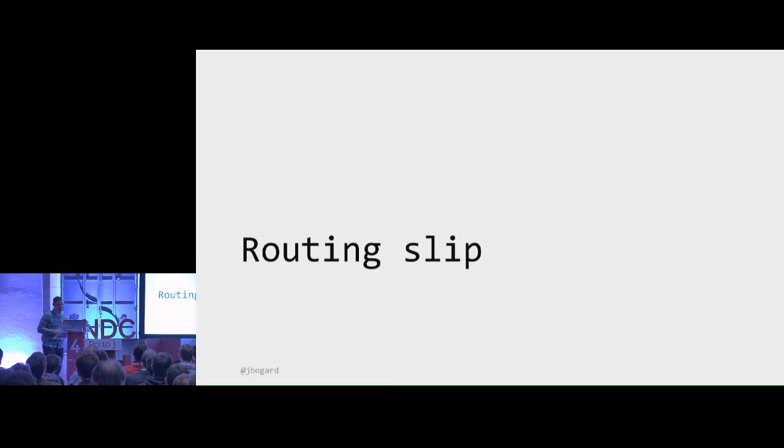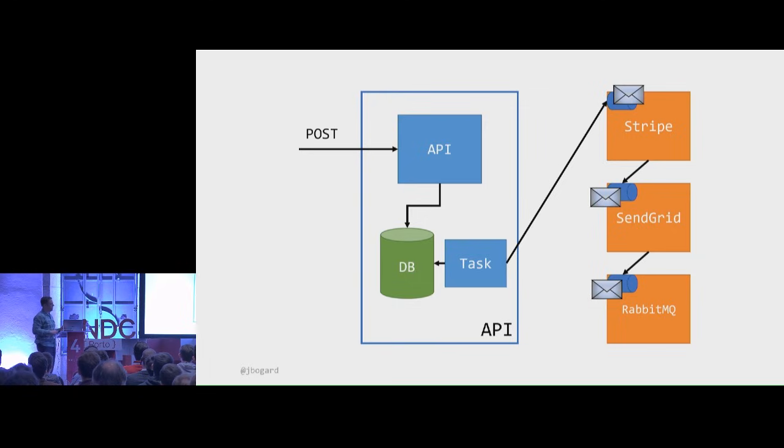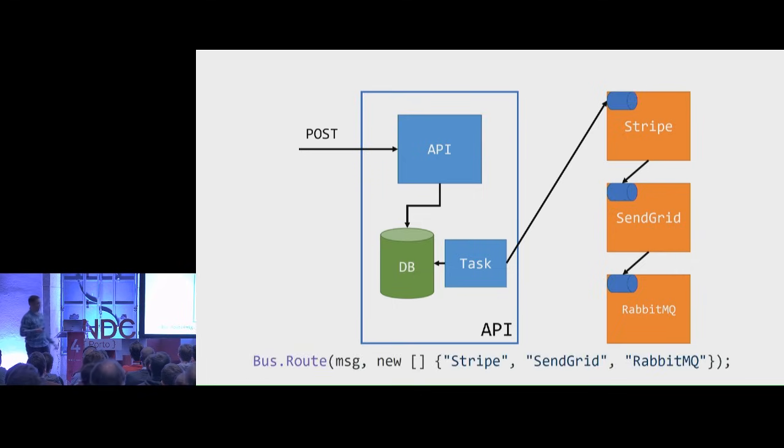The routing slip pattern is this idea that I have a message with all the different destinations, and then that message just flows from one endpoint to the next until it reaches its final destination. So it looks something like this, where that background task would post the message first to the Stripe messaging endpoint. Once Stripe finishes processing, it gets forwarded on to the next process, and then once that finishes, it gets forwarded on to the next one. And then the thing that kicks everything off will just say, send this message to all three of these different endpoints.